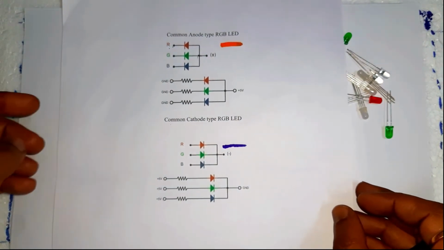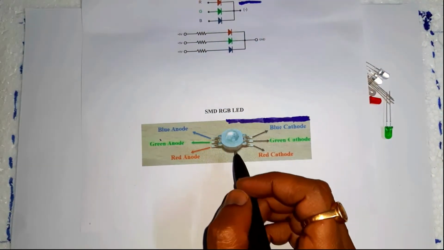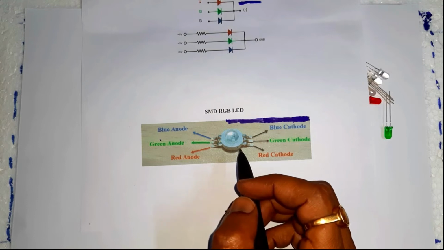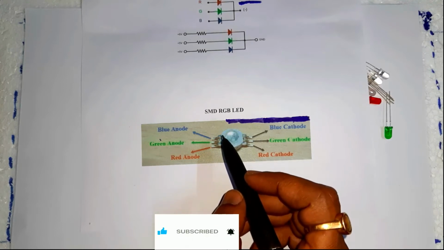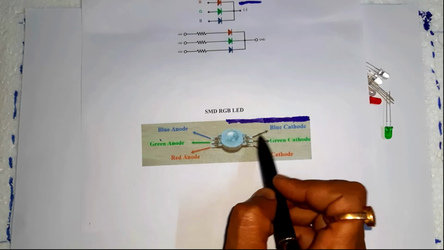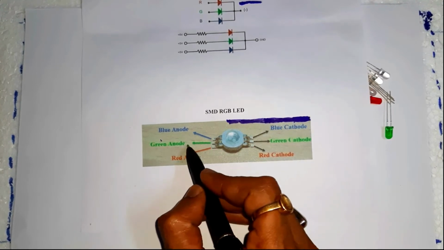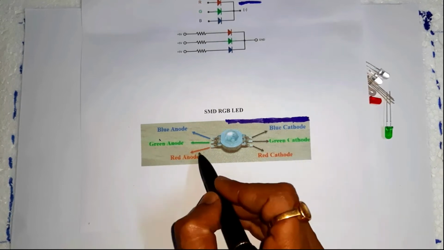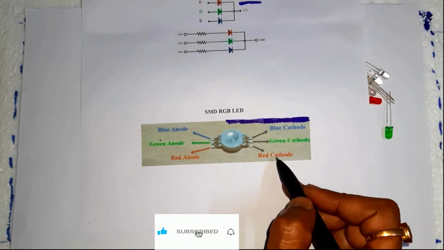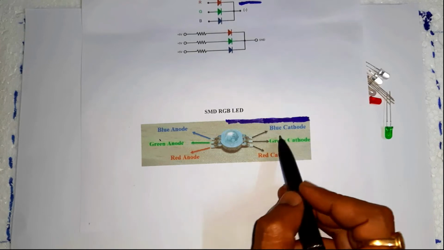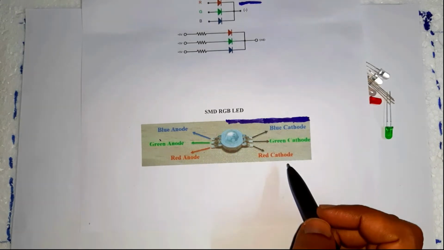Another is the SMD type RGB LED. SMD RGB LED also contains 3 individual LEDs, each for red, green and blue lights. But each internal LED has its dedicated anode and cathode leads. This is blue anode and blue cathode. This is green anode and green cathode. And this is for red, red anode and red cathode. Hence the SMD variant has 6 leads, 2 for blue, 2 for green and 2 for red.